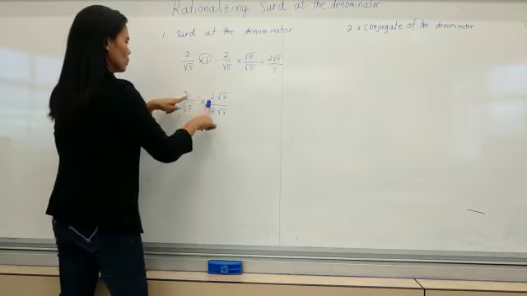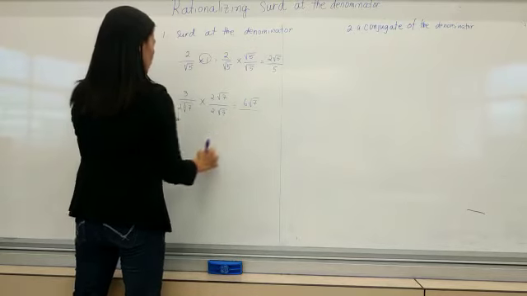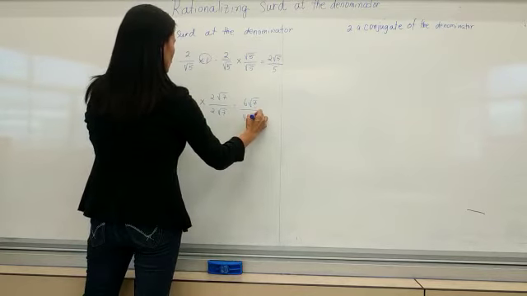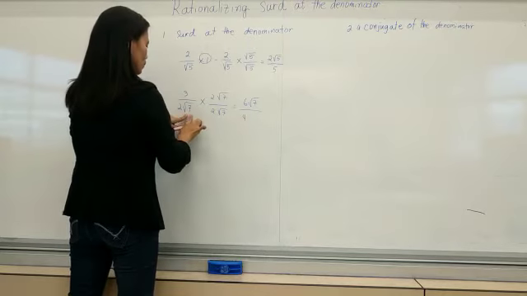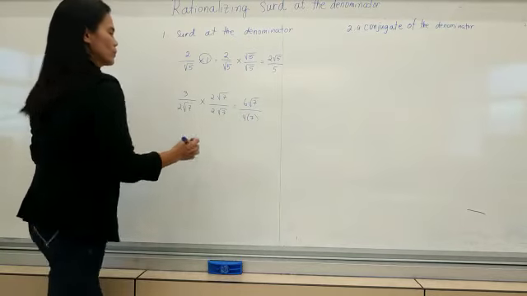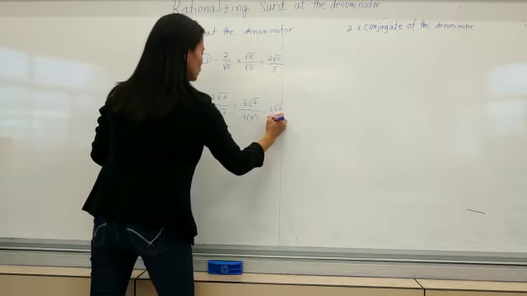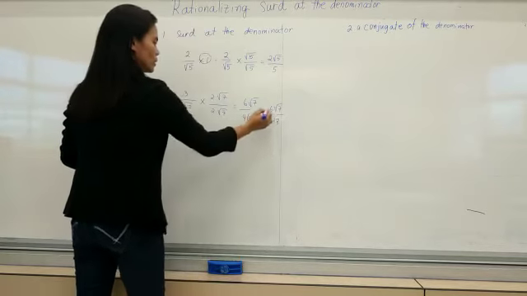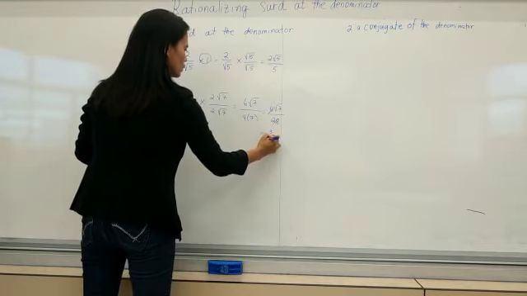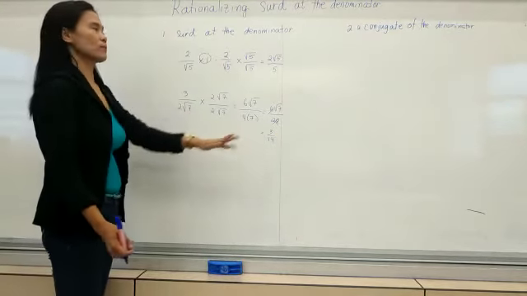So 2 multiplied by 3 gives us 6 square root of 7 divided by 4 times 7, since square root of 7 times square root of 7 gives us 7. So we have 6 square root of 7 divided by 28. You can cancel this out by 2, so that gives us 3 square root of 7 over 14. It is already simplified.